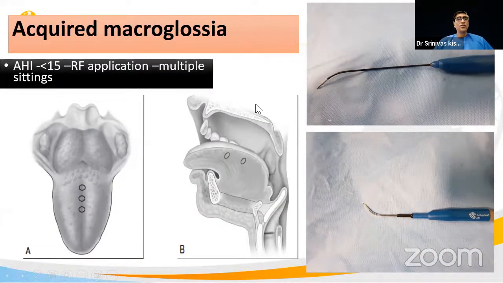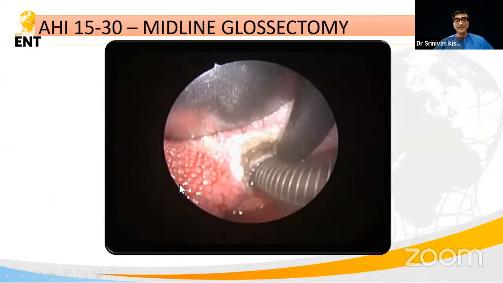So when you have acquired macroglossia, you can also get away with simple procedures. This is radiofrequency ablation. You can use 55 or SP. You can put three dots, one centimeter in front of the foramen cecum, and ablate for 15 seconds. Now, you can also put two lateral ports, 1 centimeter anterior to the line drawn laterally from the foramen cecum. Now, this is not a standalone single procedure. This you have to do multiple times to get meaningful results.